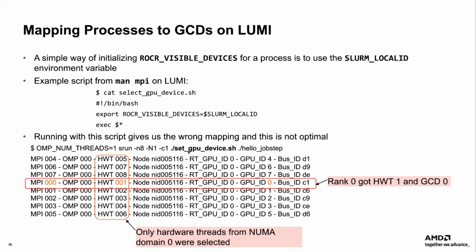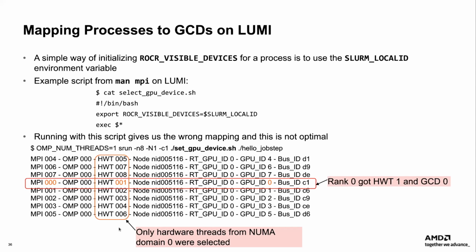So this script is going to set, and let's look at, this is MPI rank 0. And it obtained hardware thread 1 and GPU ID 0. I have these in red because this is not the ideal one that we want. And another thing to notice here is that all the hardware threads from 1 through 8 have been picked for each process. So they're all packed close together by default.